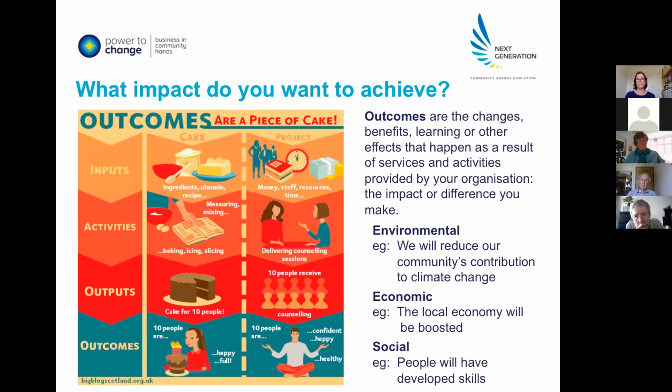Your output will be the cake itself, but the outcome, the impact that you're trying to achieve, is the difference that that cake makes. So you hope that by the end of your process, you've produced a really delicious cake that has been the highlight of a birthday party and helped somebody feel really appreciated, for example. That might be the actual outcome or impact that you're trying to achieve.